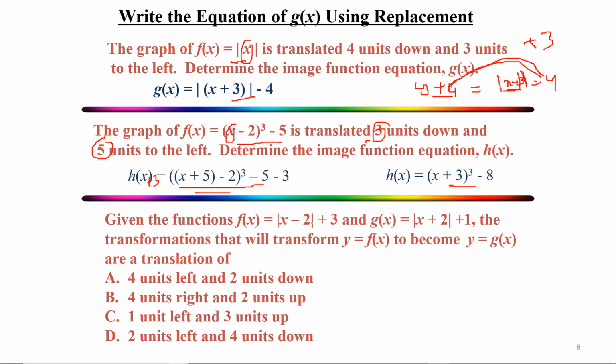Given the function f(x) is (x minus 2) plus 3 and g(x) is (x plus 2) plus 1, what is the transformation that will transform y equal to f(x) to g(x), that is, from this function to this function? What translation has taken place? We have gone 4 units to the left and 2 units down. When you are moving left or right, you replace x with x plus some addition or subtraction, and when you go 2 units down, you subtract 2. This is how you get this equation.